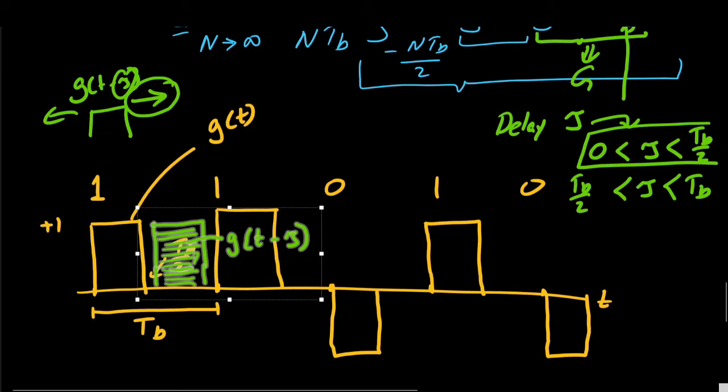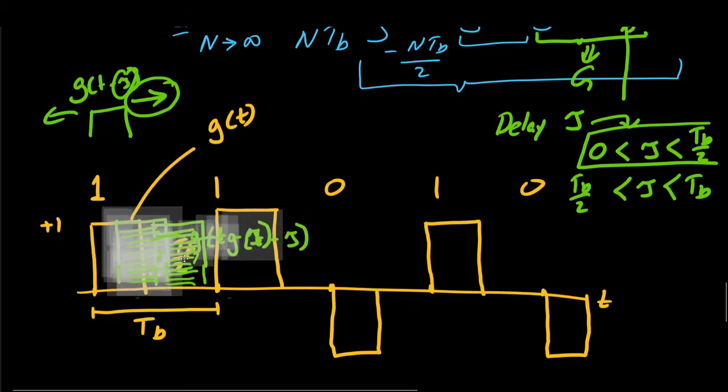This is the reason that we are mentioning that we are having a delay in two cases. The first one is between 0 to TB by 2. So this is TB by 2 until here, because after that this integration would be 0.